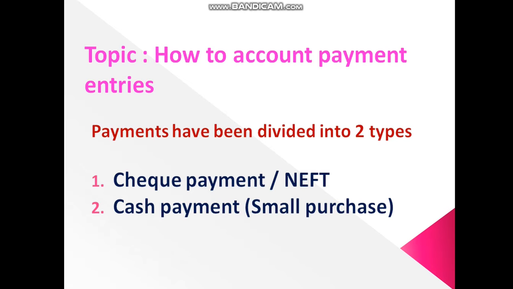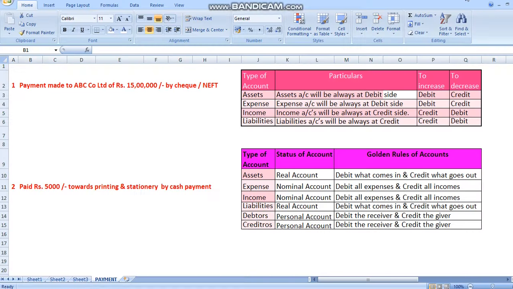Let us get into today's topic. I have taken two types of examples for passing payment entries. One is by NEFT or check, the other one is by cash payment. So you can see on the screen two types of tables. One is the golden rule of accounts for different types of accounts like asset, expenses, income, liabilities, debtor, creditor. And you can see in the first one what type of accounts and their nature of side, whether it will be debit side or credit side.